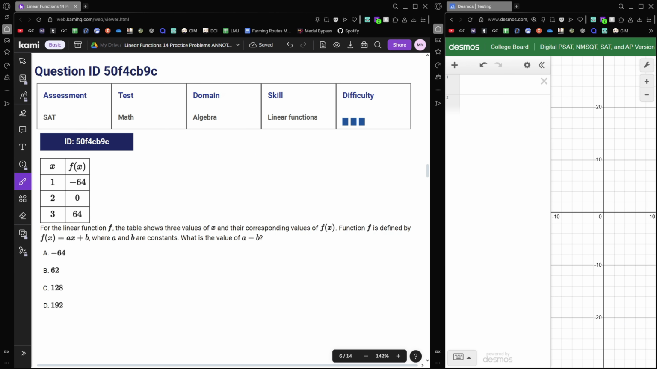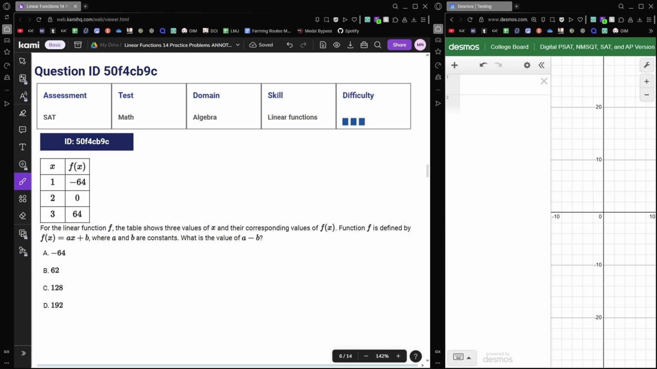Question number 6. For the linear function f, the table shows 3 values of x and their corresponding values of f of x. Function f is defined by f of x is equal to ax plus b, where a and b are constants. What is the value of a minus b?